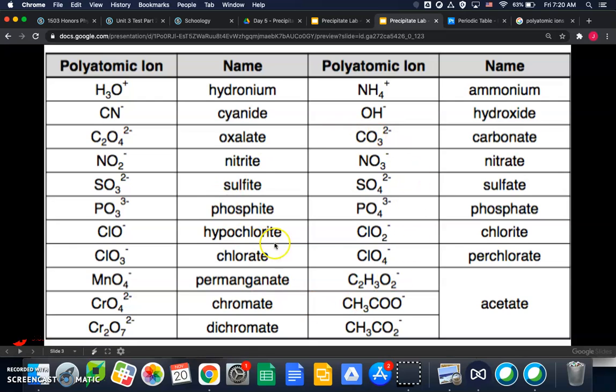This is the Polyatomic Ion List. I put this at the top of your assignment. You're going to need this list throughout the assignment, and I'll show you when you need to use it.